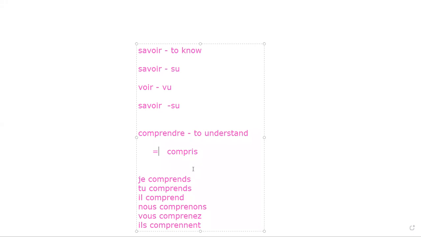Repeat comprendre, present tense and the PP, s'il vous plaît. Comprendre. PP is compris. And we have to speak the conjugation also. Je comprends. Very good. Tu comprends. Il elle comprend. Nous comprenons. Vous comprenez. Elle comprend. C'est clair. D'accord. Is it clear to you?